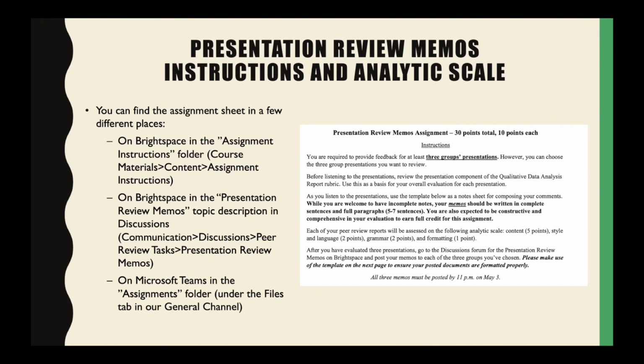Each of your presentation review memos will be assessed on the following analytic scale. Content will be worth 5 points. Style and language will be worth 2 points. Grammar will also be worth 2 points. And formatting will be worth 1 point. As you can see toward the top, each of the presentation review memos will be worth 10 points for a combined total of 30 points because, again, you're reviewing 3 groups' presentations.